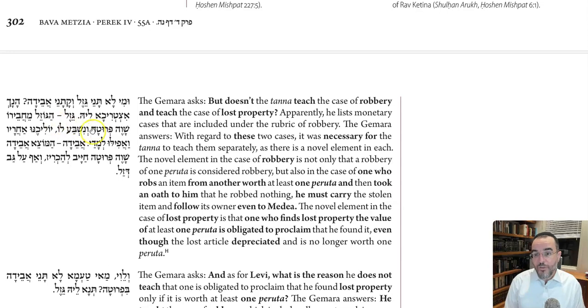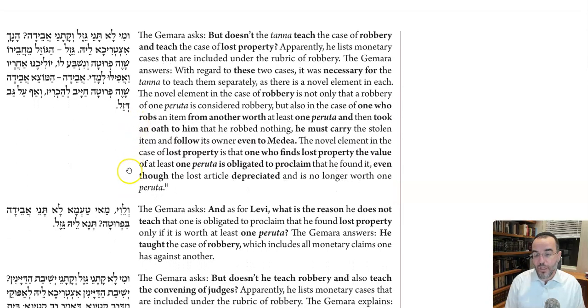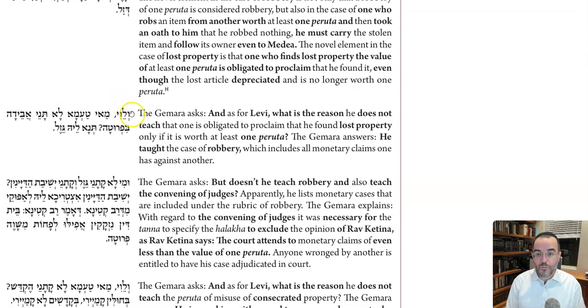Regarding stealing, if I steal something that's worth a peruta and I swear that I didn't steal it, and then I want to make teshuvah, I have to return it, and travel even to Madai to return it to you. That's a special law regarding gezel. And Aveda also has a special law: if I find something that's worth a peruta, and then it depreciates, I find a few grains or whatever, and then the price goes down and now it's worth less than a peruta, but at the time that I found it, it was worth a peruta, I have to proclaim it and look for the owner, even if it goes down afterwards. So I needed that also to teach that special law.